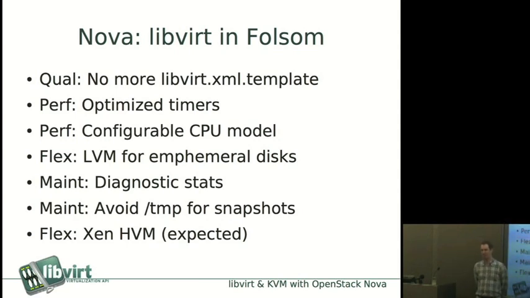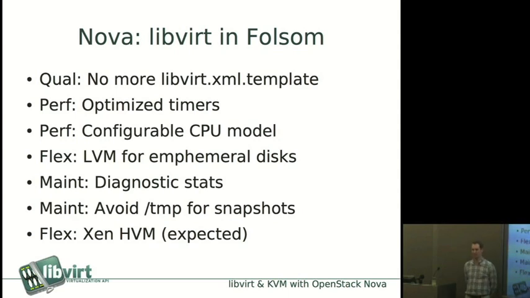Allowing the CPU model to be configured is an important performance point. Historically, OpenStack has just launched instances using the default CPU model, which is generally not going to take advantage of your hardware's full capabilities. So in Folsom, it will now default to using the host CPU model, so you get full advantage of all of the capabilities that are on your expensive, shiny new CPUs. So that's good for performance.